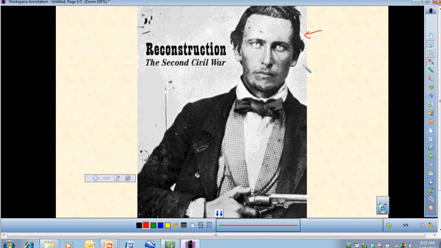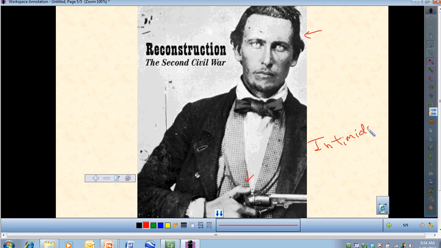Now we start to get up into some of the issues we're going to be studying about in our Reconstruction unit. What you see here is the view of a white Southerner during the time period after the Civil War. Now don't read anything into his stone-faced expression, because to be honest with you, they had to maintain pretty much not moving, the way photography worked back then. But the thing you can't pay attention to is this right here.